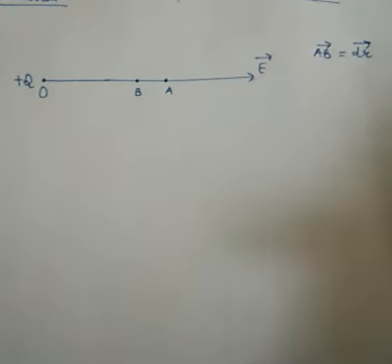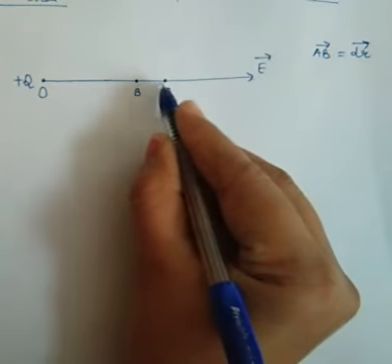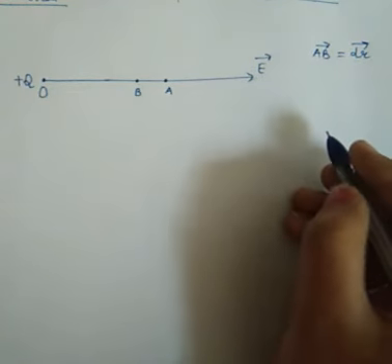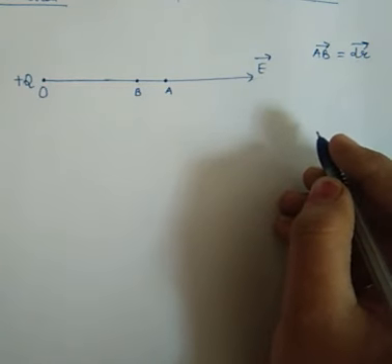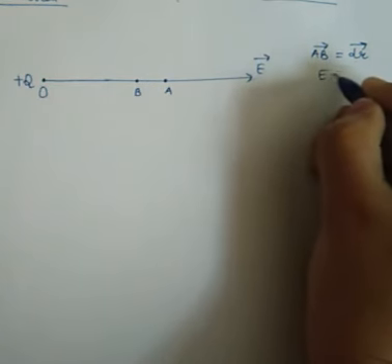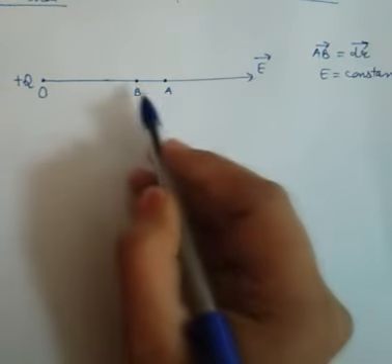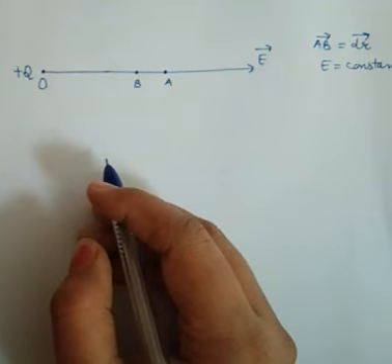As A and B are so close to each other, because I have shown them far apart here, but I have mentioned it as dr. Dr means very small separation between these two points. As the separation is small, what does it mean? Electric field is constant at A and B. It means at these two points A and B, the electric field can be considered to be constant.